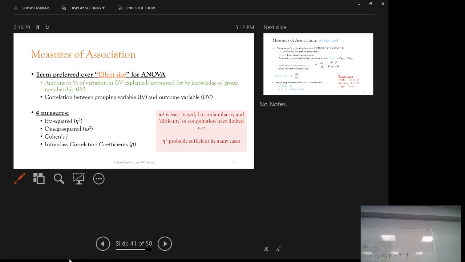Okay, so omega squared is the least biased, so it should be the one we're using, but people haven't because of the time it takes to calculate it and because the software doesn't automatically do it. So most of the time when you do an ANOVA, you report the eta squared. And that's what the R that I'm showing you does.